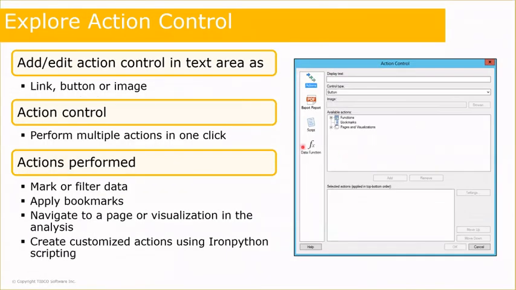Okay. Next is action controls. We have already seen that we can use action controls as link, button, or an image, and we can use these different kinds of actions. We can insert functions as an action, bookmarks or page navigation, all these things. So bookmarks should already be created in your Spotfire document. There should be multiple pages and visualizations to navigate to in your Spotfire document to use these actions.